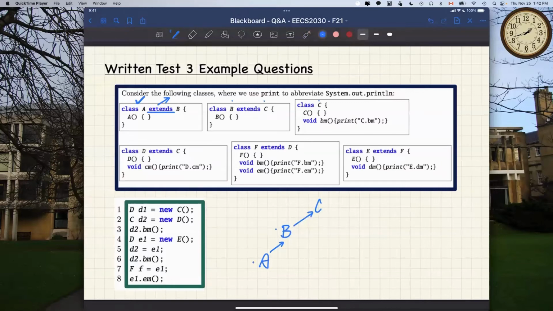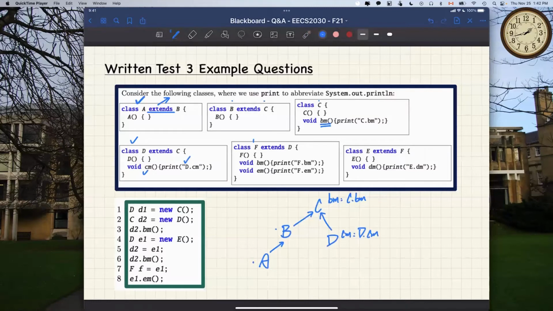However, C itself actually declares a method BM, right? I'm going to write BM over here, and that one is going to output C.bm. I'm just doing some annotation. You might have a different style, but at least that works for me. And then the next class will be D. D extends C, and for D we actually got a new method CM, which will print out D.cm.